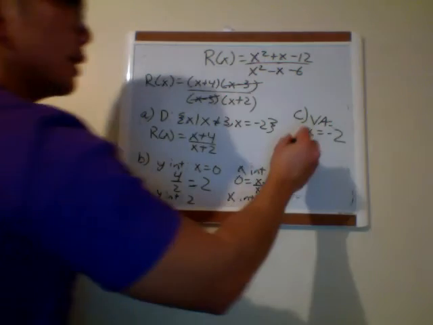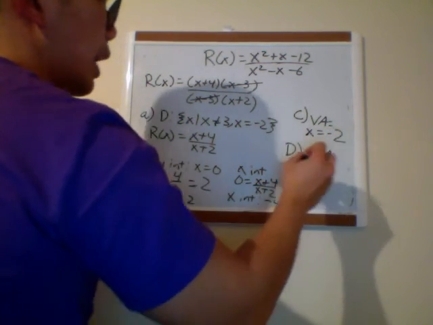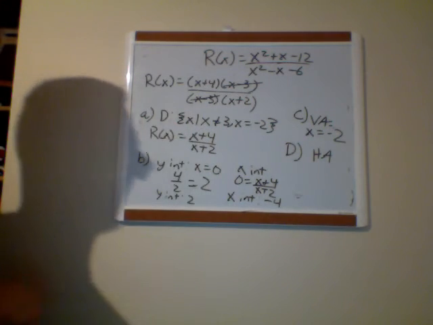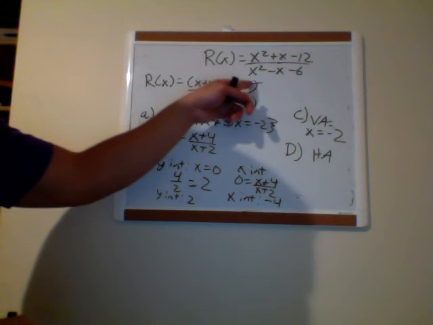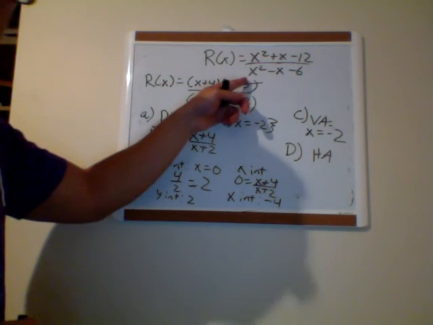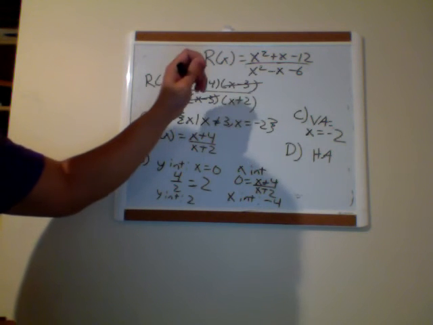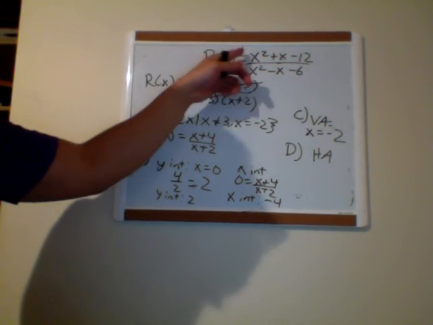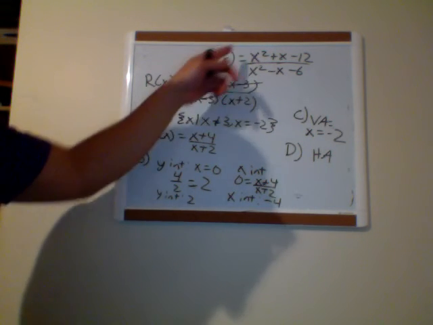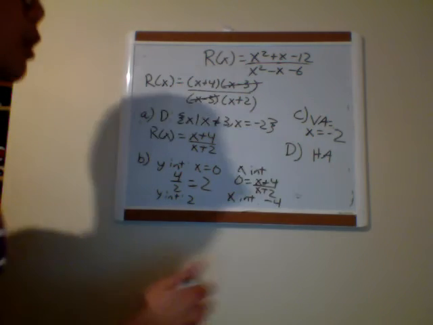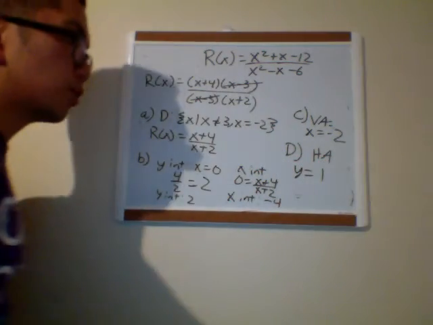And then part D is asking for horizontal asymptote. And my horizontal asymptote is, now I have to check. I have even degree here, right? Power of 2, power of 2. When I have even power, the powers are the same. My horizontal asymptote, I just take the coefficient of my highest degree and divide them. So this is 1 over 1. So my horizontal asymptote is y is equal to 1.